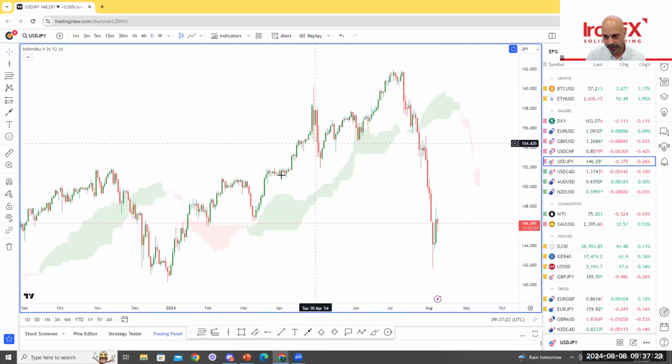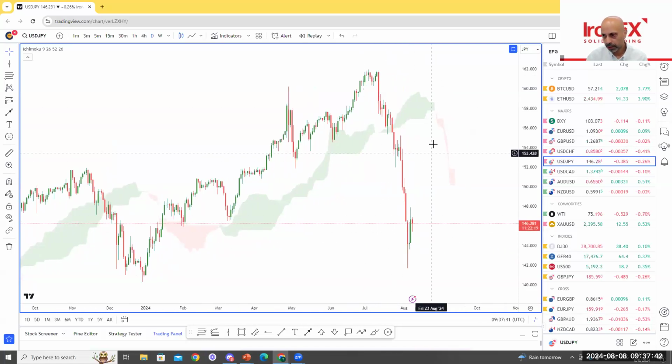When you see dollar yen rising very strongly, as what we saw for the first half of 2024, this signals a weak yen. Remember, a weak Japanese yen means dollar yen rises higher. Conversely, a strong Japanese yen causes dollar yen to drop, as what we've seen since mid-July, right?